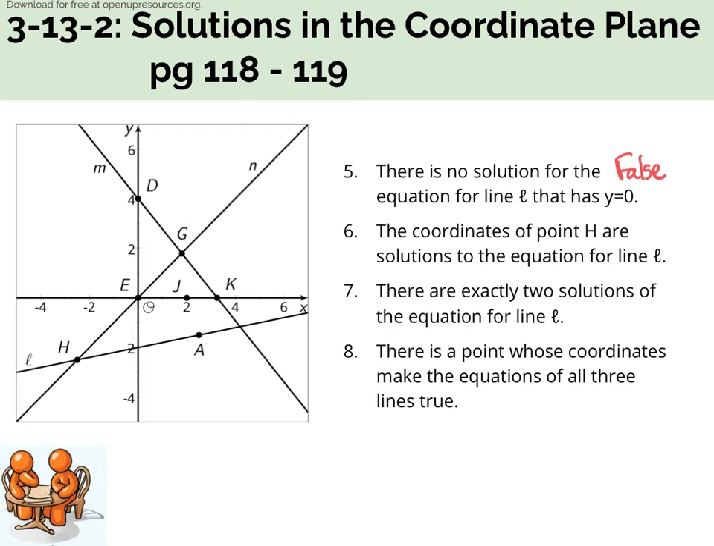Let's look at number 6. The coordinates of point H are solutions to the equation for line L. Go ahead and answer that question and then come back. So point H is here. Is this a solution for line L? Line L is here. Is this point on line L? That is true. So this is going to be true.